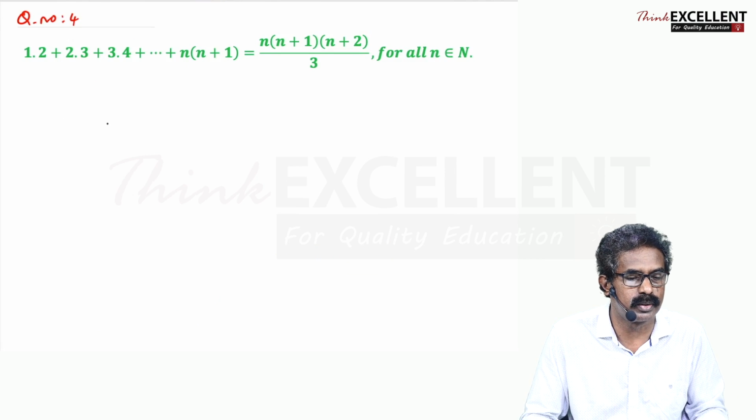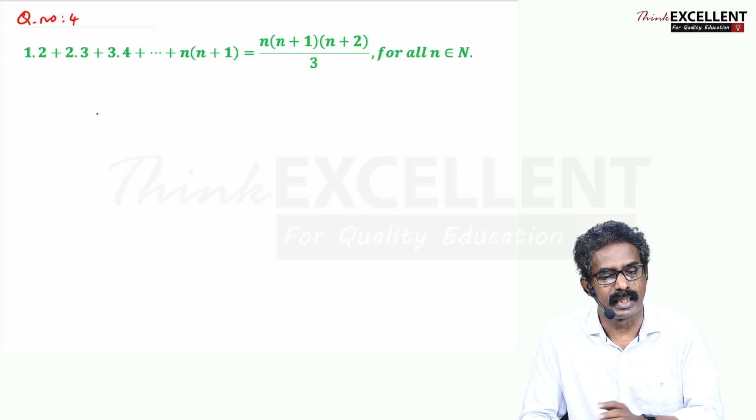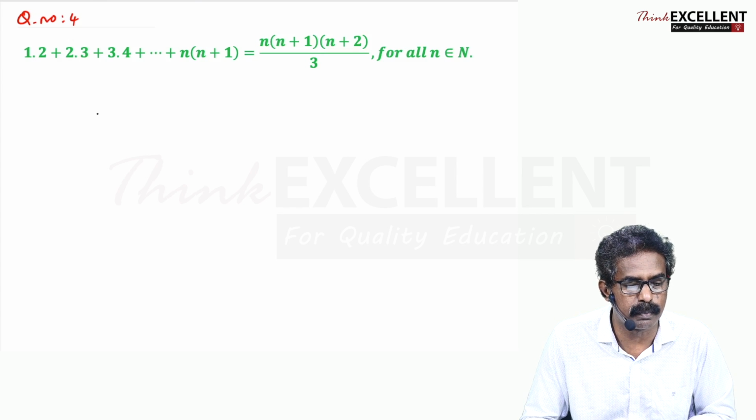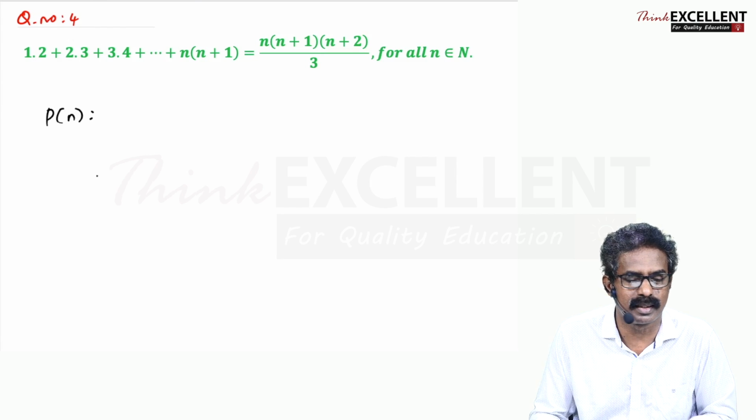Let's move on to the next question. Look at this question. Can you read this question? Some of you may read it as 1.2, 2.3. No, it is 1 into 2. 1 into 2, 2 into 3, 3 into 4, etc. n into n plus 1. And the answer is n into n plus 1 into n plus 2 by 3. So we take the statement as P of n. I'm not going to write all the steps, you know that.